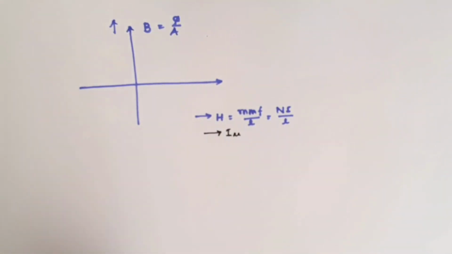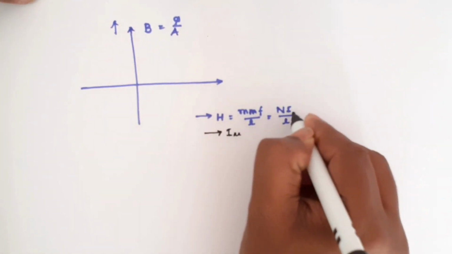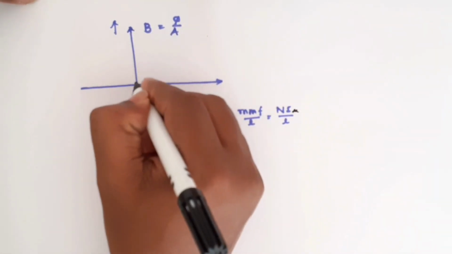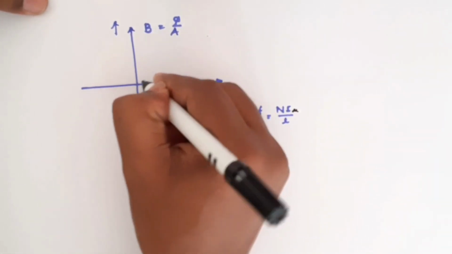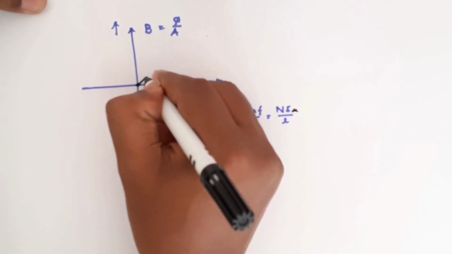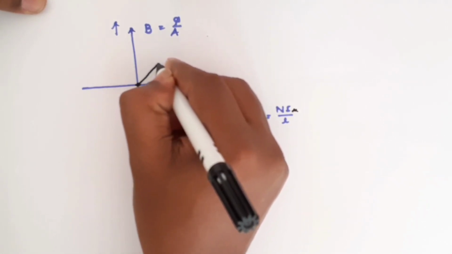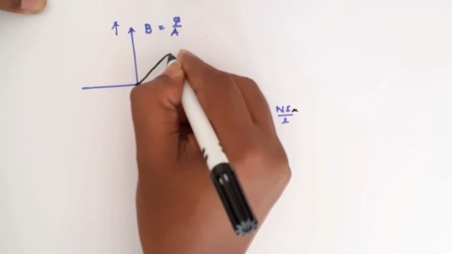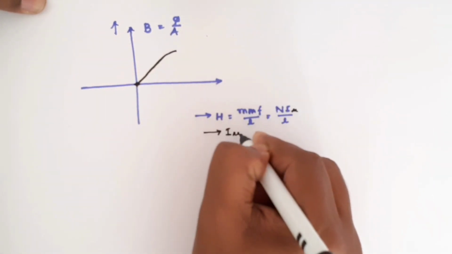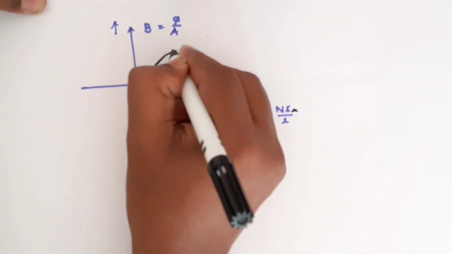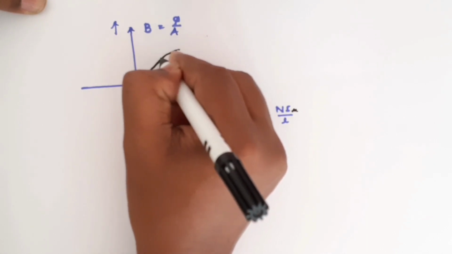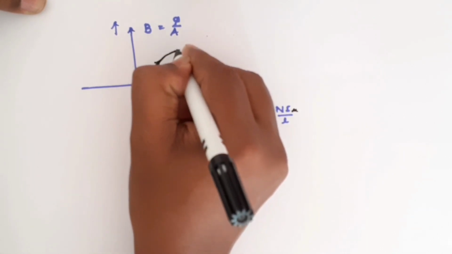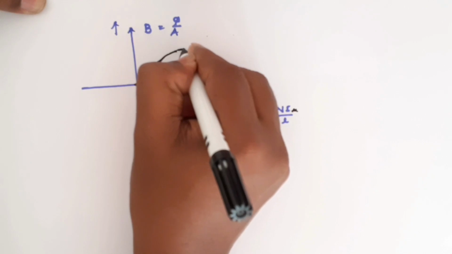When the current is 0, the flux is 0. As the current increases, the flux also increases in the magnetic material. At some point, the current is increasing but the flux is not increasing. That means the magnetic material gets saturated. Here, that is the saturation point.